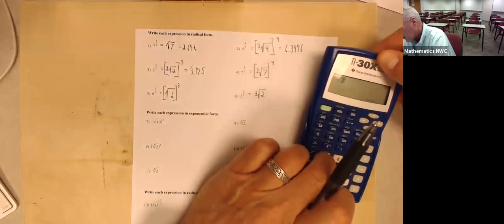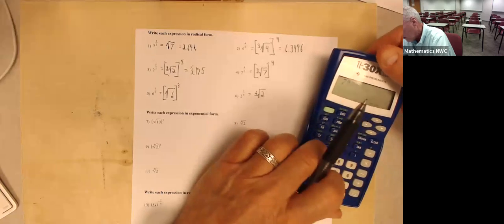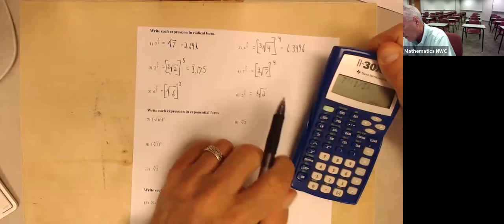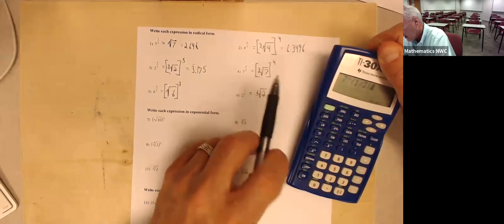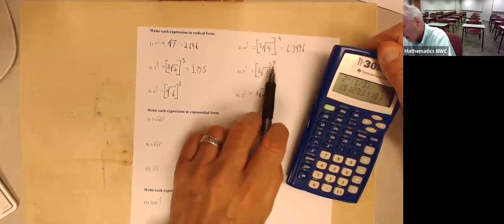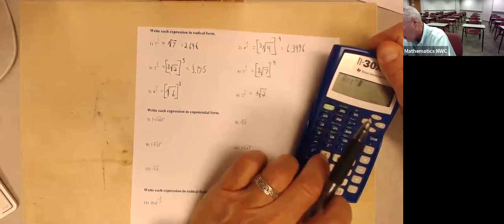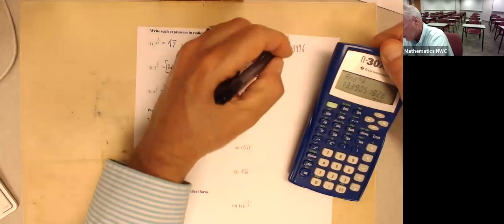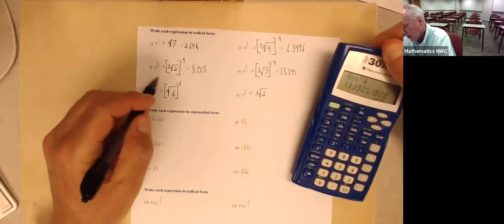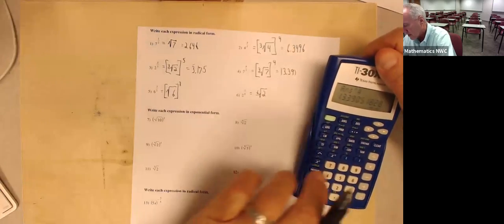Cube root of 7. So I have 7. Cube root would be raise it to the power 1/3. That's where my 1 divided by 3 is. Cube root of 7 is 1.9129 raised to the 4th power, caret 4, gives me 13.391. And I hopefully could do that with the rest of those as well.